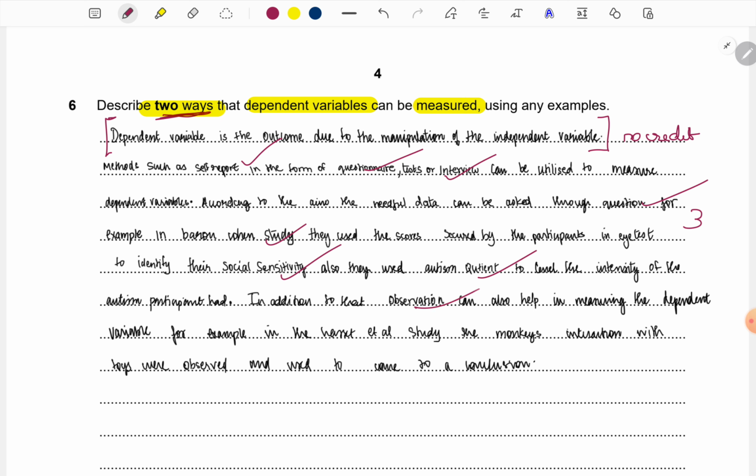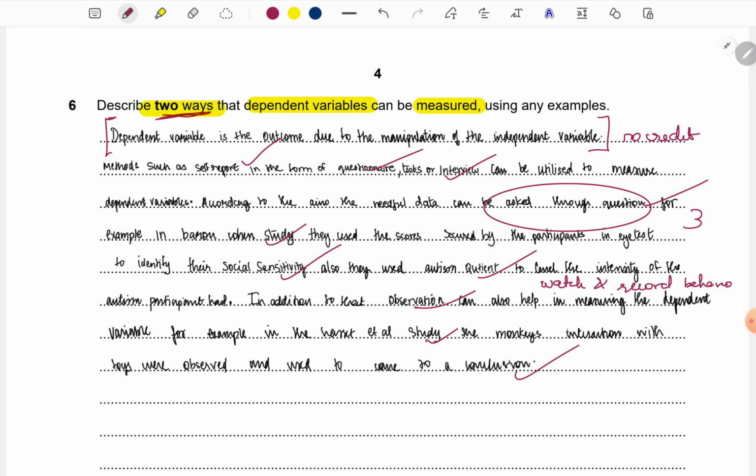She says in addition to observation could also be used. And she gives the example of Hassett et al. study where the monkey's interactions with toys were observed to come to a conclusion. This example is a little weaker. Again, the example is relevant. She's identified the method also correctly, observation. But one thing is, in self-report, when she has elaborated more, like they can ask questions. Why in observation she has not elaborated more? Why has she not said that they can study or they can watch and record the behaviors?